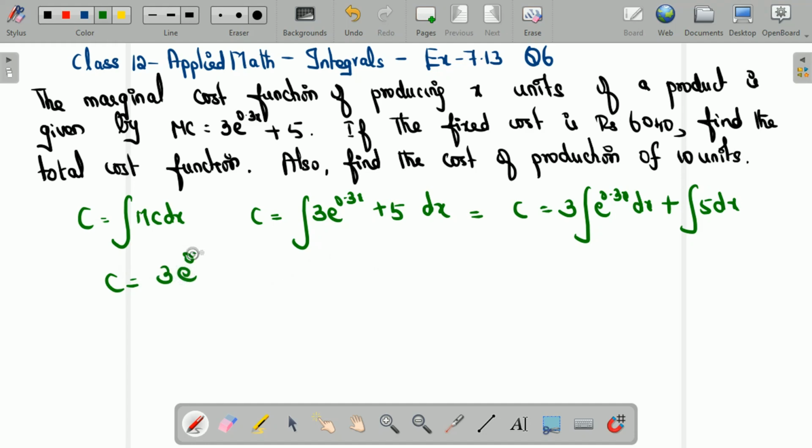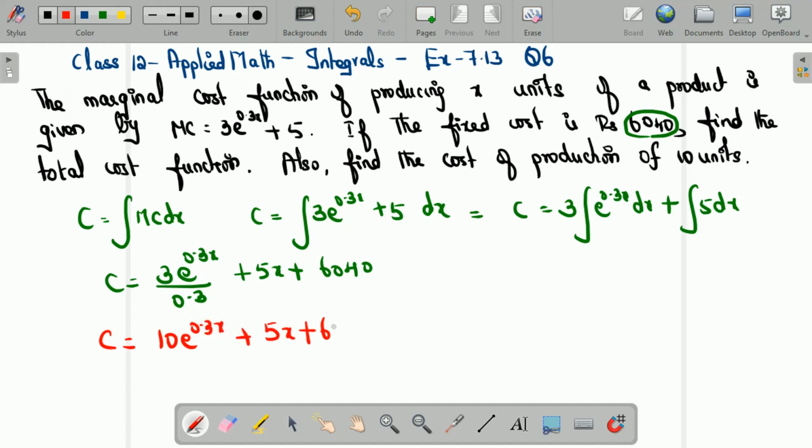If you perform the integration, C is going to be equal to 3 times e^(0.3x) divided by 0.3, plus 5x, plus the constant. However, the constant is nothing but the fixed cost, so we are going to place 6040. Now you can rewrite C as 3 divided by 0.3, which is nothing but 10, so C = 10e^(0.3x) + 5x + 6040. This will be the total cost function.